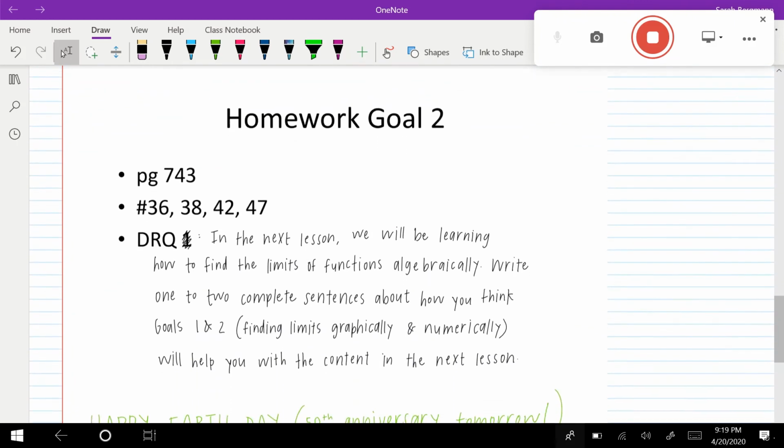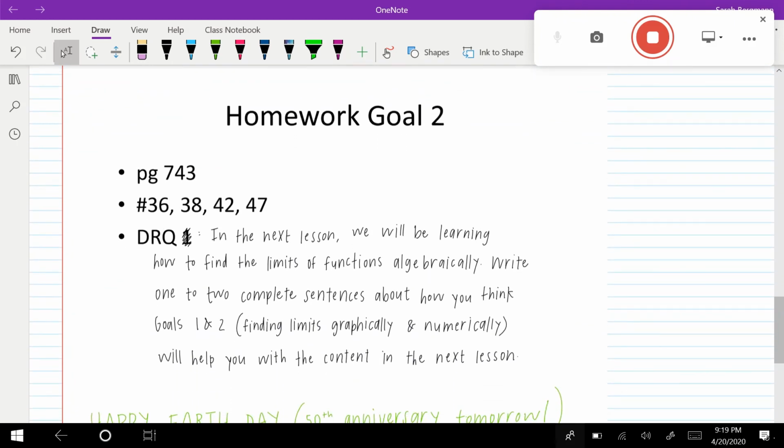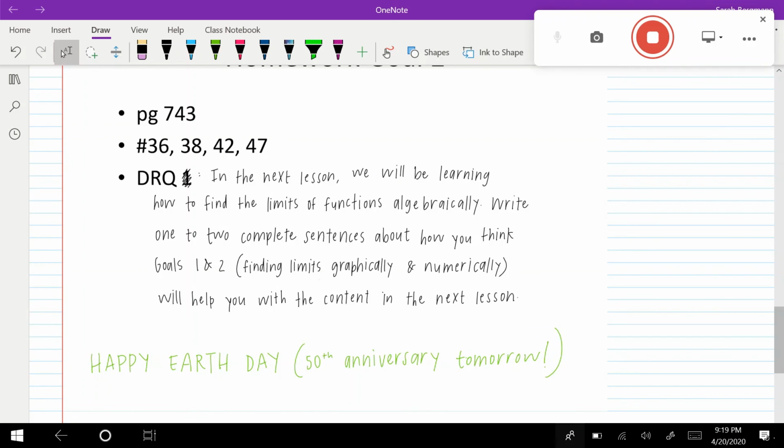Here's your homework for tonight. You have 4 problems on page 743, and for your daily reflection question, I want you to answer this question. In the next lesson, we will be learning how to find the limits of functions algebraically. I want you to write 1 to 2 complete sentences about how you think these 2 goals, 1 and 2, which we did finding limits graphically and numerically. Remember, we did approaching a certain number, and then we approached -infinity or positive infinity. Tell me, how do you think that will help you with the content in the next lesson?